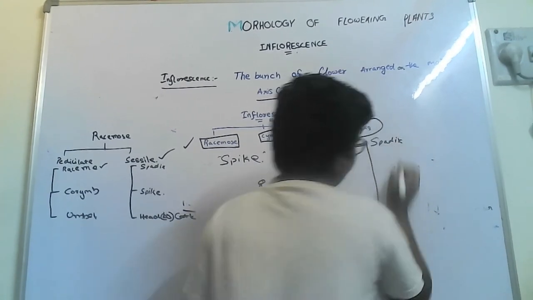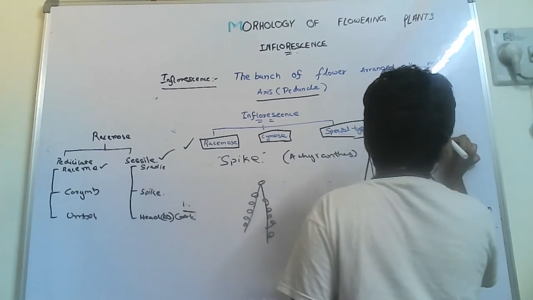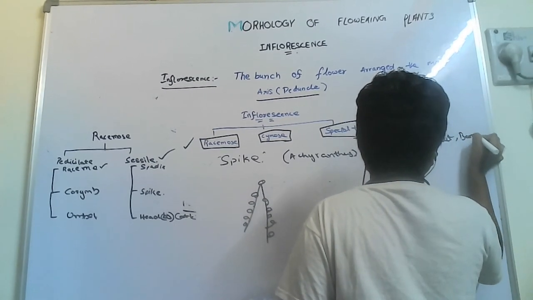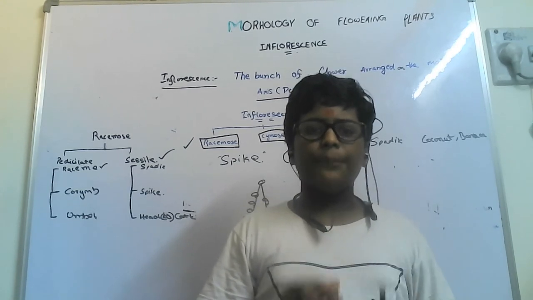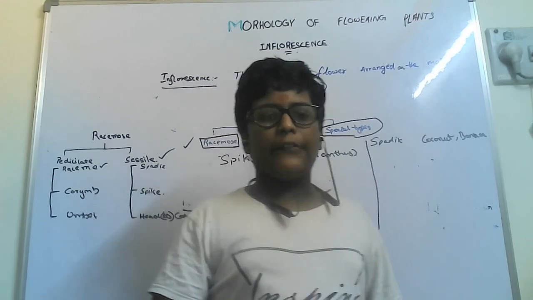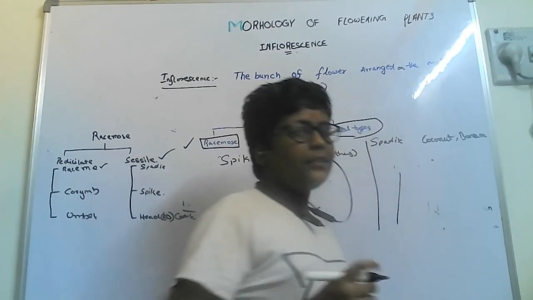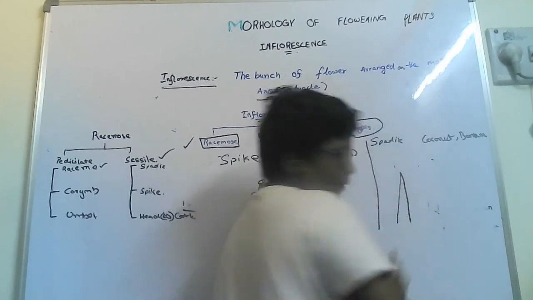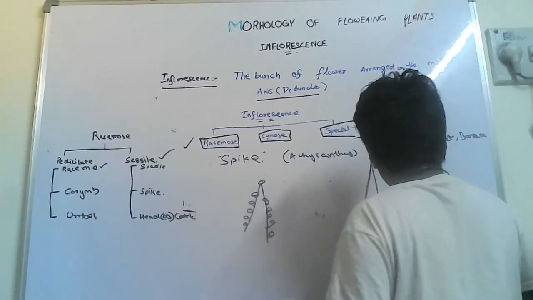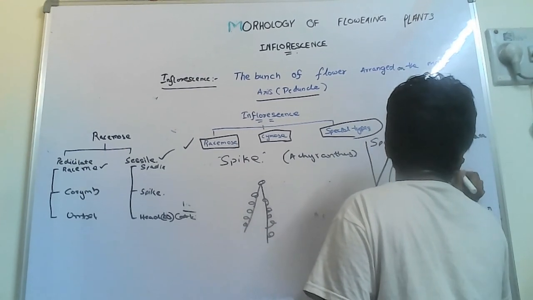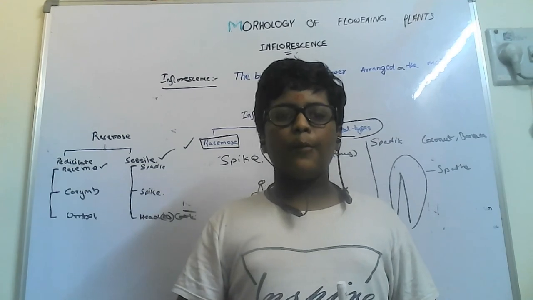Now we will talk about spadix. Spadix examples are coconut and banana. Here the bract is modified as a spathe. You can see on the banana that the yellow layer covers it. That is known as the spathe, covering the flowers. Here the peduncle is fleshy. This covering layer is known as spathe. In the next part we talk about the head, cymose, and special types.